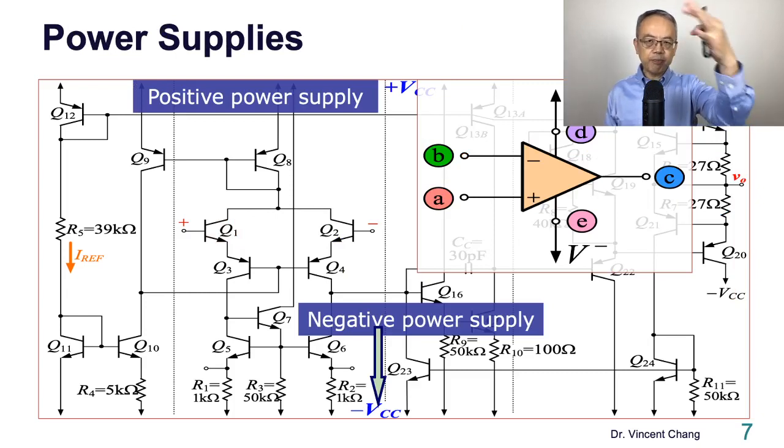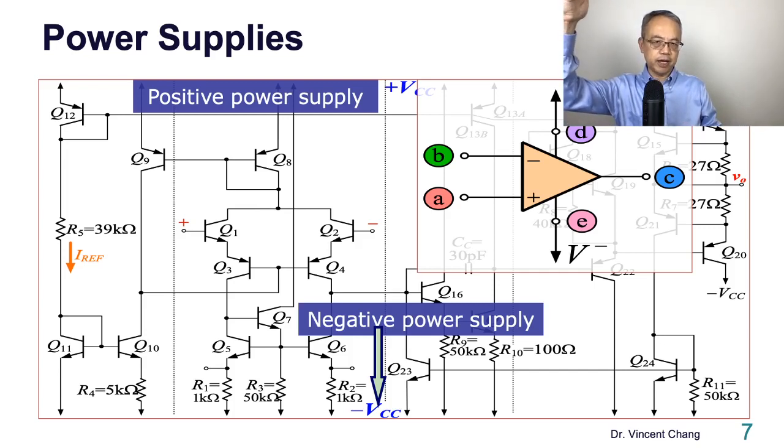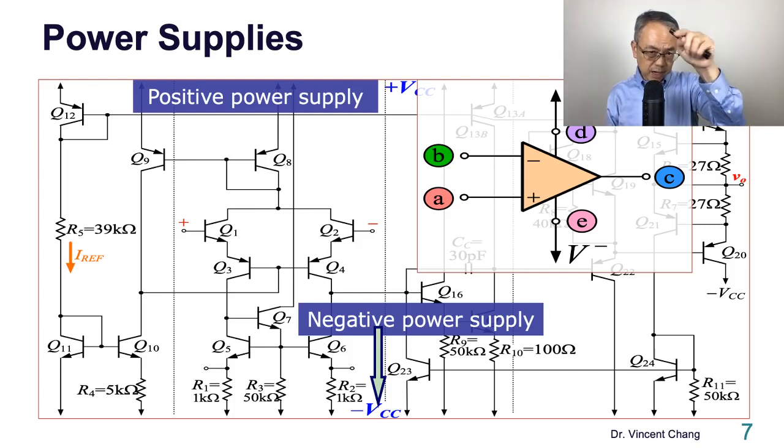For the supply part, as I mentioned before, you have the positive power supply, V positive, and a negative power supply, negative VCC. On the top is the positive VCC. In bipolar technology, the typical value of the VCC is 15 volts.